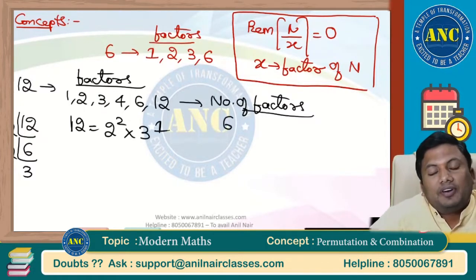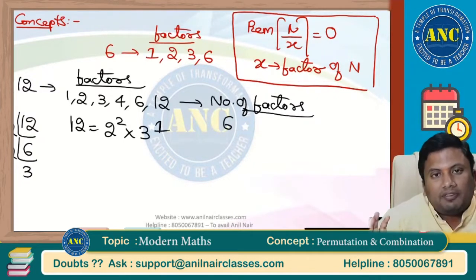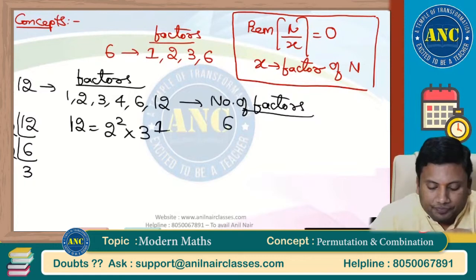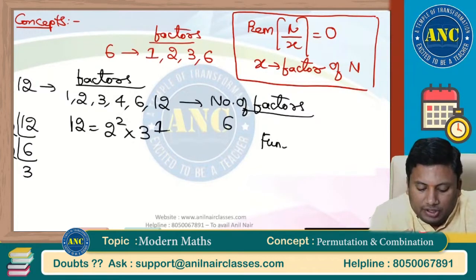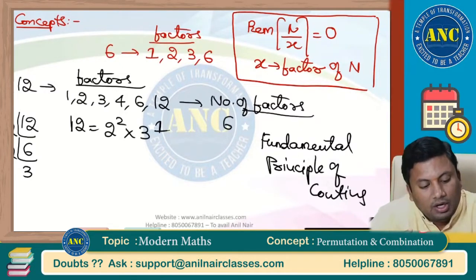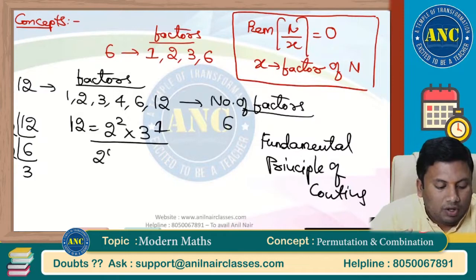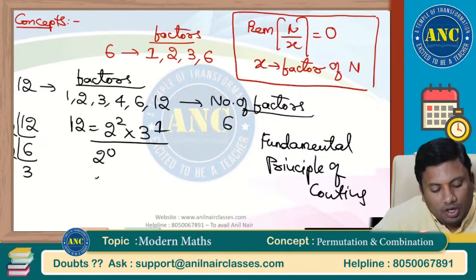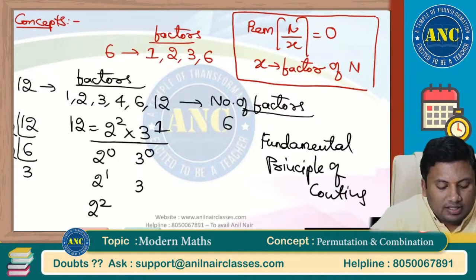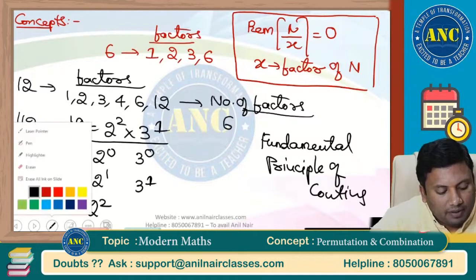But instead of 12, if it is 120, 360, 2000, 5000, finding the number of factors through counting will be a very cumbersome approach. So step number 1. We will use the fundamental principle of counting to find the number of factors. 2 square into 3 power 1. Write down all the powers of 2 starting from 0: 2 power 0, 2 power 1, 2 power 2. Write down all the powers of 3 from 0 to 1.